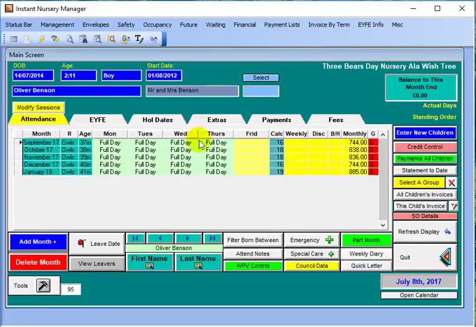Now Oliver's fees, as if there was no such thing as early years funding, would be charged in September for 16 working days, October 18 working days because it does attend all year round, November 18 working days, December 16 working days and January 19 working days. That would be his normal fees if there was no such thing as funding.